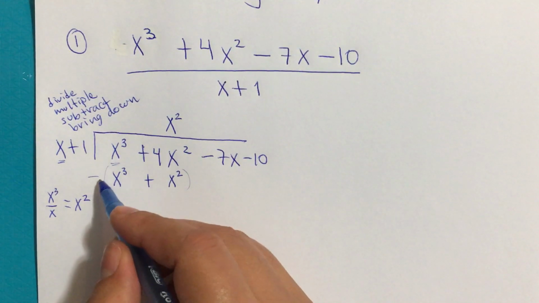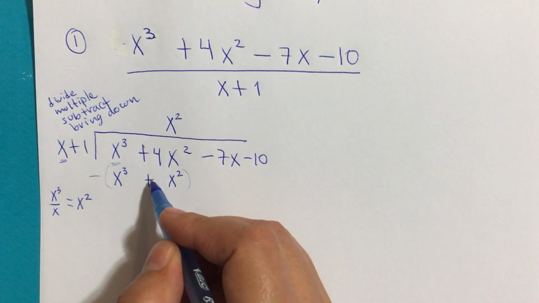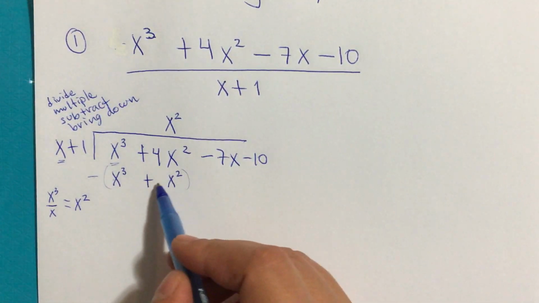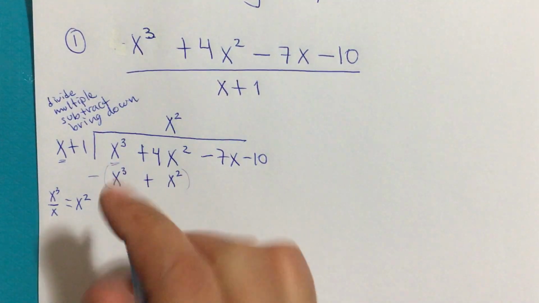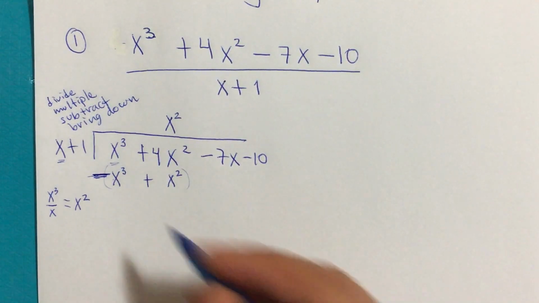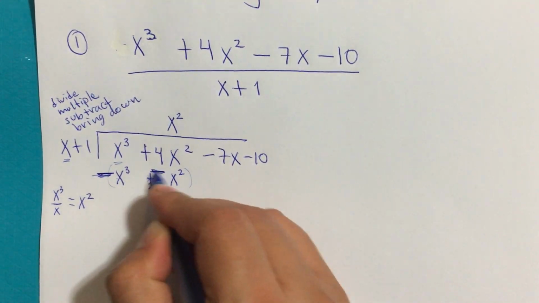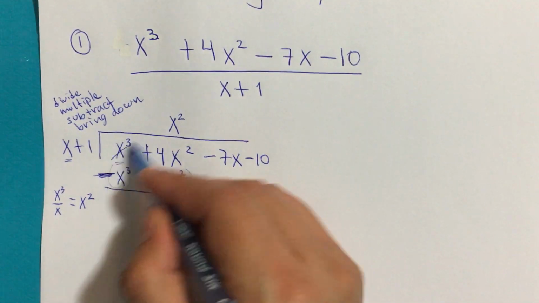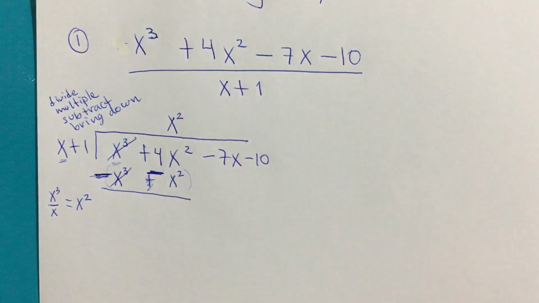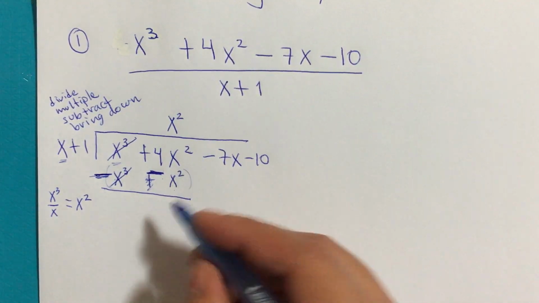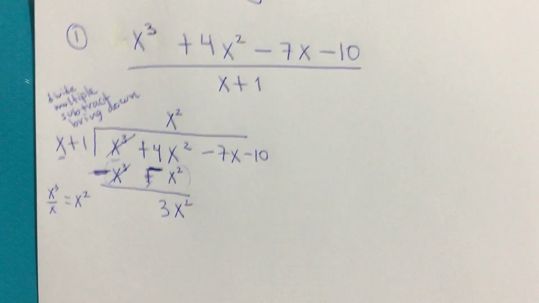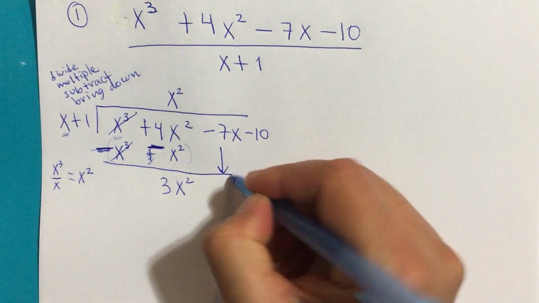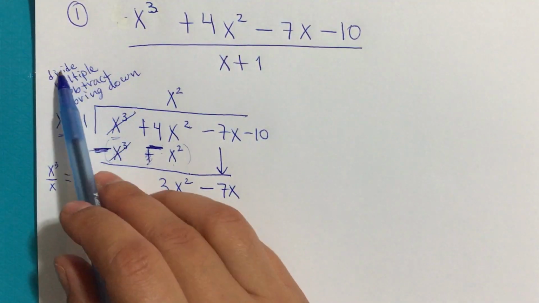What I prefer to do is, instead of putting the negative in here and then multiplying, I just change the signs, because negative times positive is negative and negative times positive is negative. So instead of putting the parentheses, the first term is going to be negative and the second term will also be negative. It just changes sign. x cubed minus x cubed cancels. 4x squared minus x squared is 3x squared. The next step is, after we subtract, we bring down. And so it's negative 7x. And we repeat the process again.